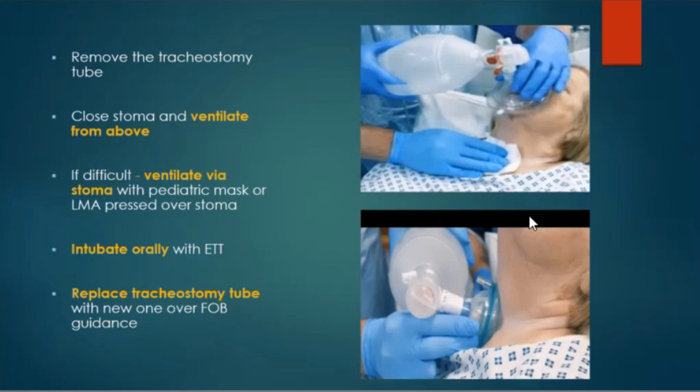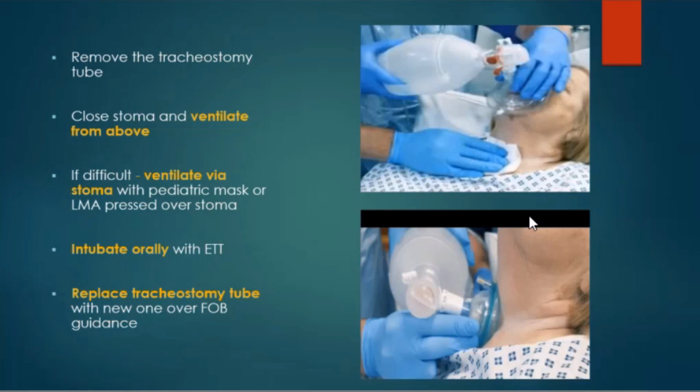But what if we are not confident that if we remove the tube we can reinsert it, or we are not able to ventilate? If you feel the stoma is not mature enough and you're not confident enough based on the expertise with which you're attending the case, then you can try intubating the patient with the endotracheal tube from above, confirm the position with a fiber optic bronchoscope, and then go ahead and remove the tracheostomy tube, close it, and ventilate the patient. Or if you're quite experienced, then you can replace the tracheostomy tube directly with a new one.